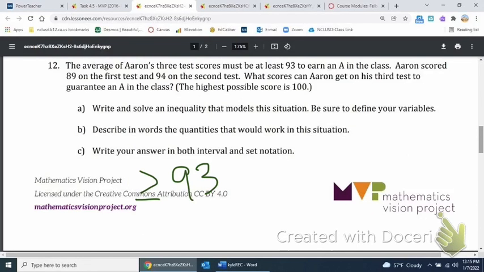Because we know the test score has to be greater than or equal to 93. Oh yeah, this is for part A.